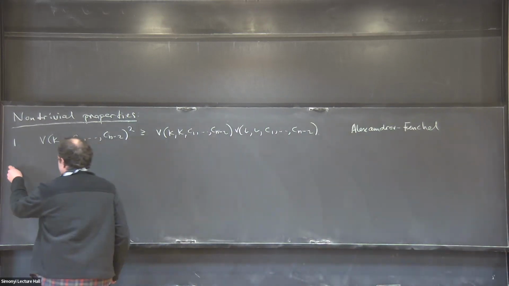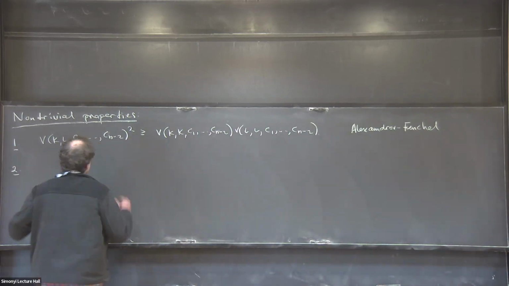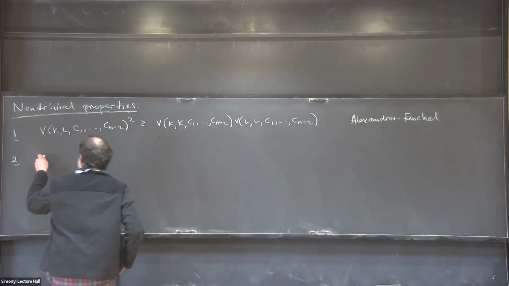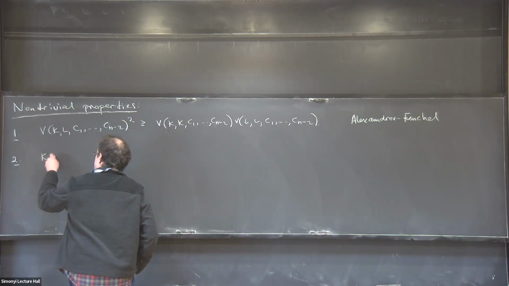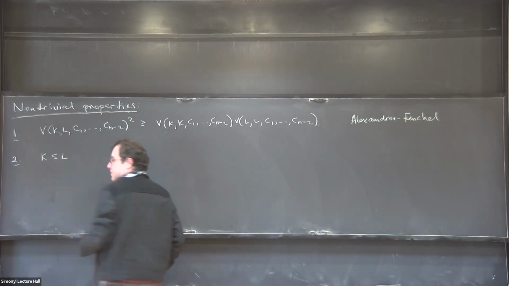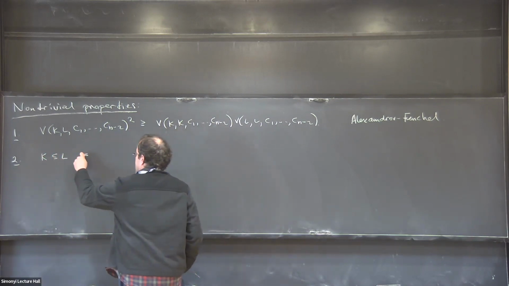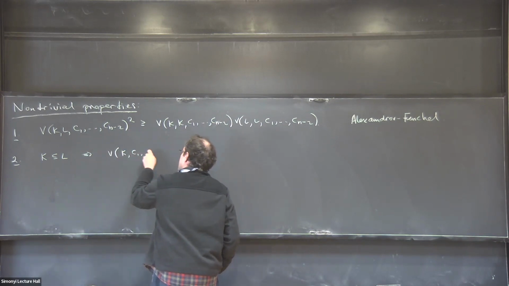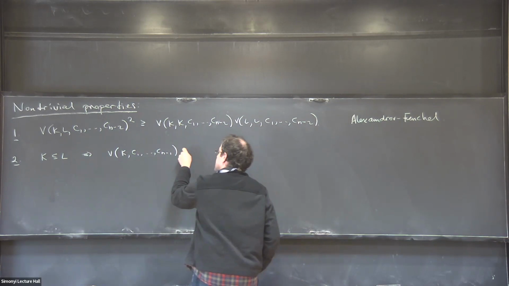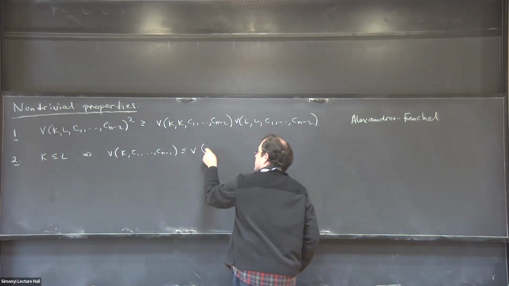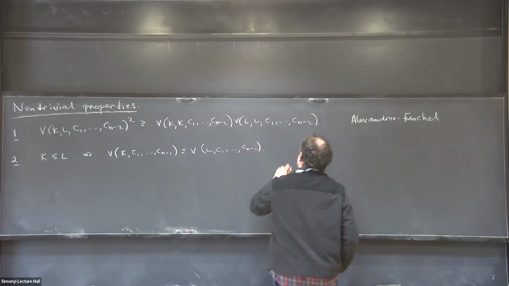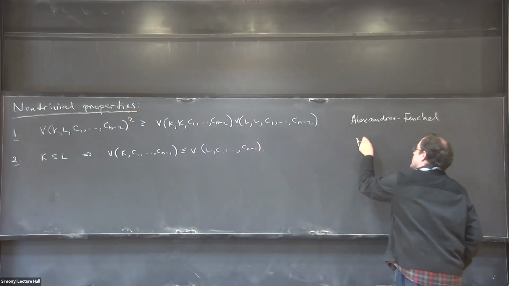But there is another non-trivial property that's actually much easier than this inequality, and it's the following. If K is a subset of L, then the mixed volume of K and n minus 1 other bodies is upper bounded by the mixed volume of L and n minus 1 other bodies, and this is just monotonicity.